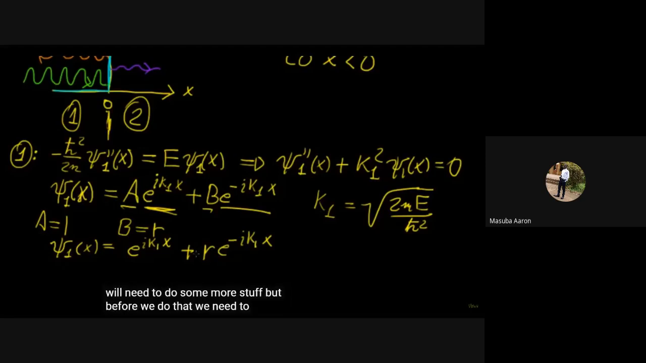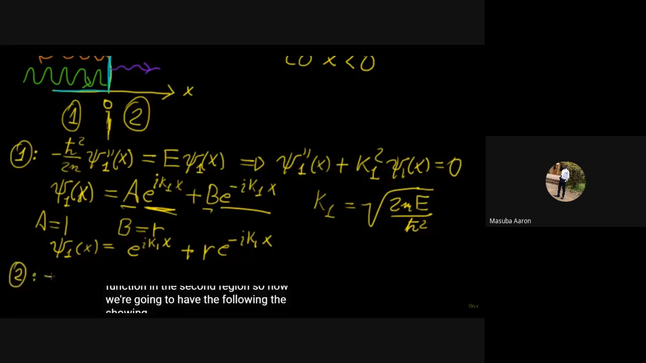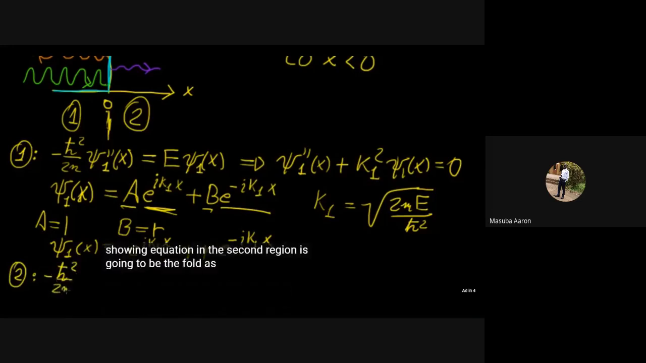But before we do that, we need to define the function in the second region. So now we're going to have the following. The Schrödinger equation in the second region is going to be the following. It's going to be written as follows.